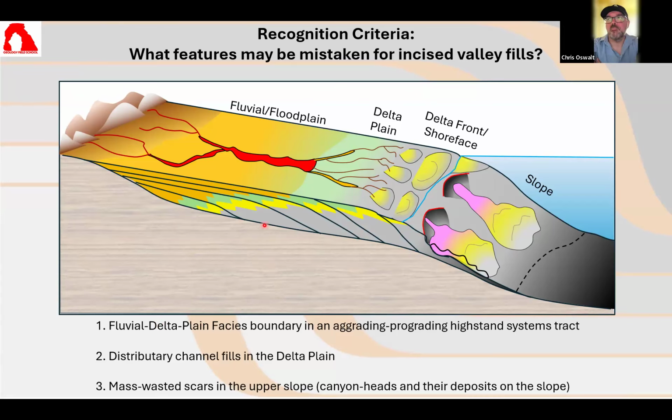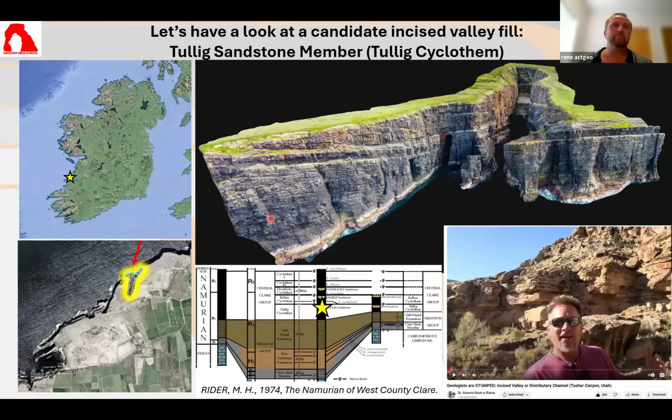With that, let me hand over to Brandon to talk through a candidate incised valley fill. A good example of a candidate incised valley fill comes from the Tullig Sandstone member of the Tullig Cyclothem in southwest Ireland. It's one of a series of cyclothems in southwest Ireland. What's interesting is we have a really nice exposure in an inlet that goes from south to north along the coast, and we can get a really nice three-dimensional view of this candidate incised valley fill.